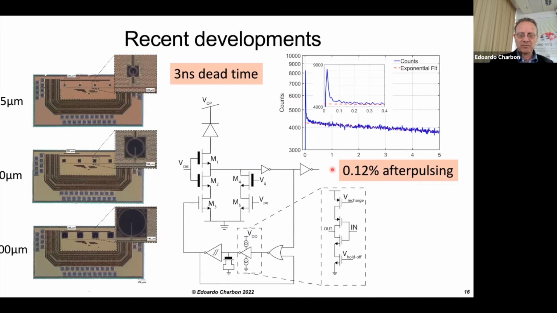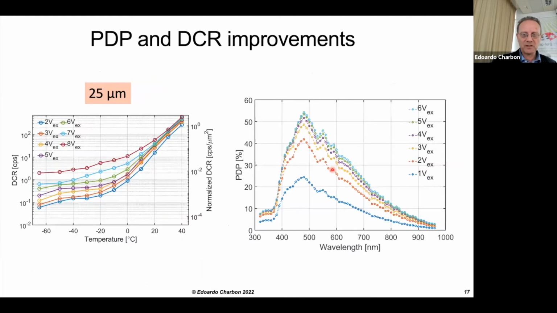With this technique, you're able to achieve an afterpulsing probability of the order of 0.1%, and recently a resolution of the order of 7.5 picoseconds. The dark counts are again of the order of single CPS in the large detector, and the sensitivity can be as high as 55, almost 60%.